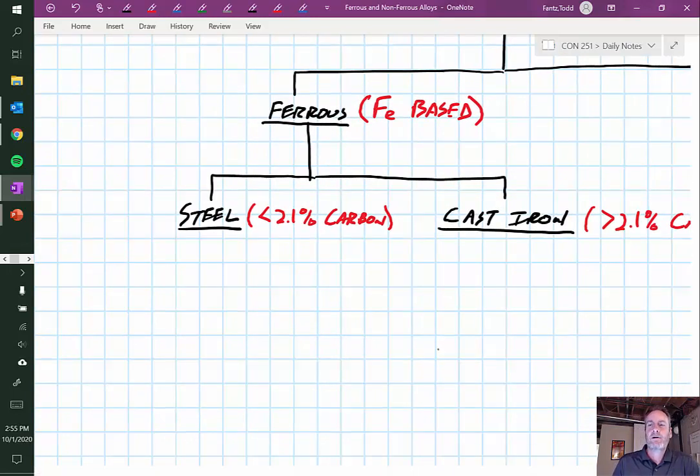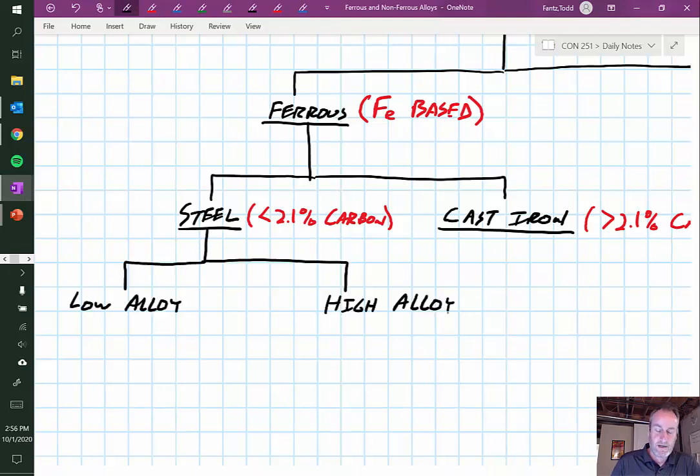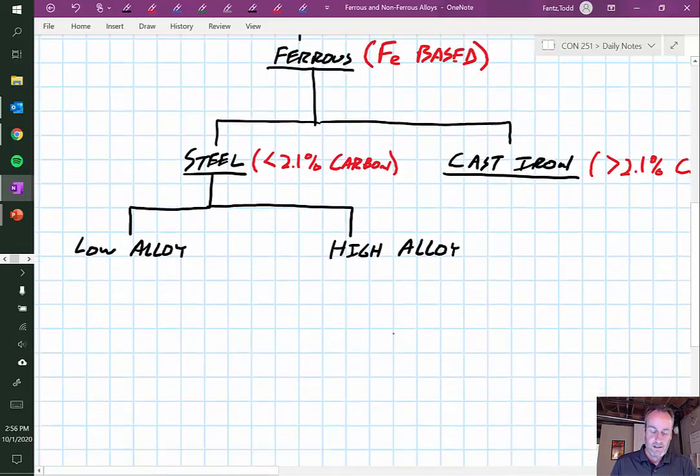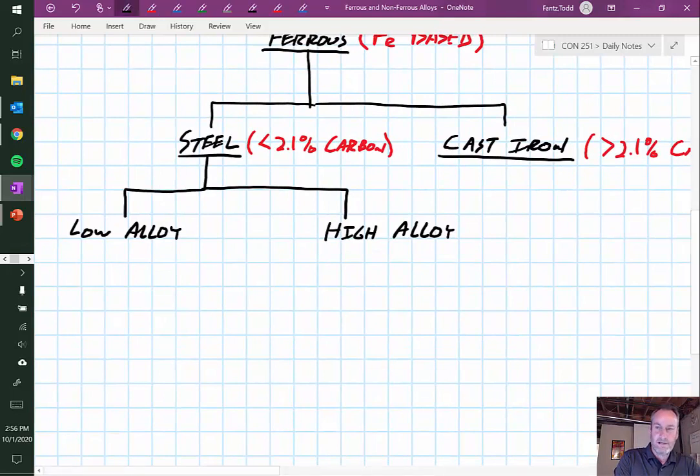Now I can further differentiate, starting with the steels, which have less than 2.1% carbon. I can ask how much of an alloy it is, and break it into two categories, one being a low alloy and the other a high alloy. When we say alloy, some common alloying elements would be chromium, nickel, manganese, sulfur, copper, etc. Those are all elements we're combining with our steel to get our desired properties. The low alloy is also called, by the way, plain carbon steel.